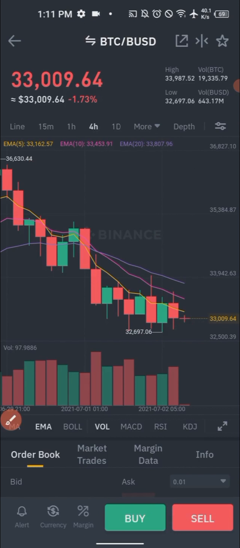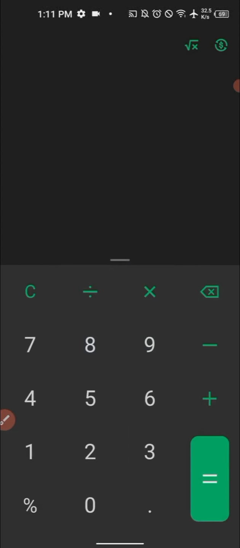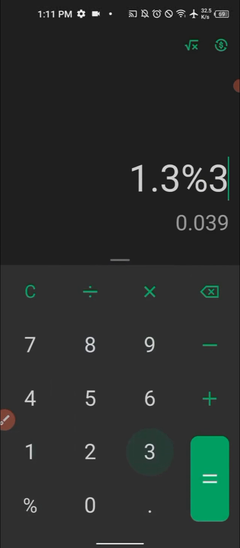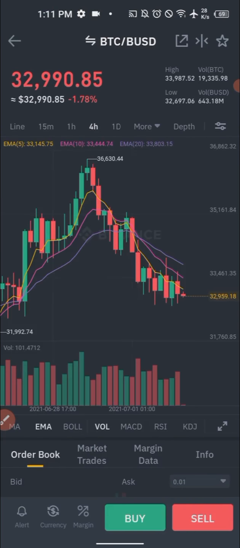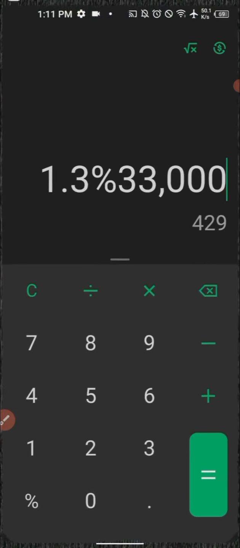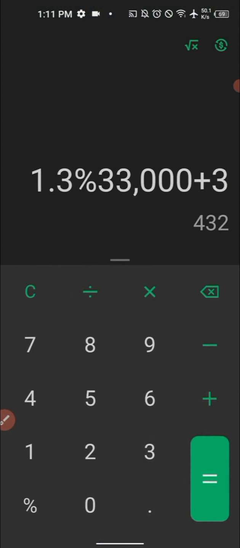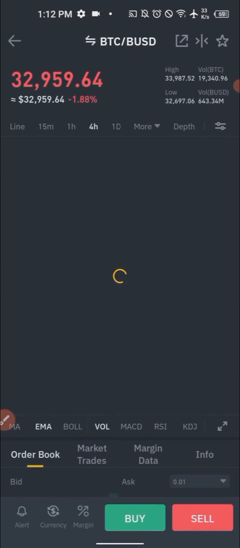Now, let us imagine the 1.3% methodology. So let us now use 1.3% of $33,000. That will be 429. So meaning once the price increases by $429, I can be in profit. So let us come back here. The price is 32,900, and 32,900 plus 429 is 33,329. So once the price reaches 33,329, I can take a 1.3% profit.